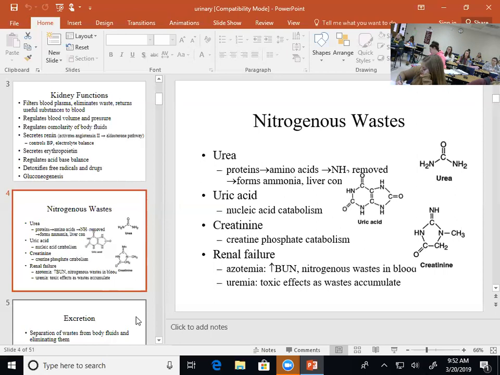So they're getting down really, really low, which means that for chronic periods of time they have been dealing with some of these toxic nitrogenous wastes. They have probably had some long-term effects, but then they eventually go on dialysis.